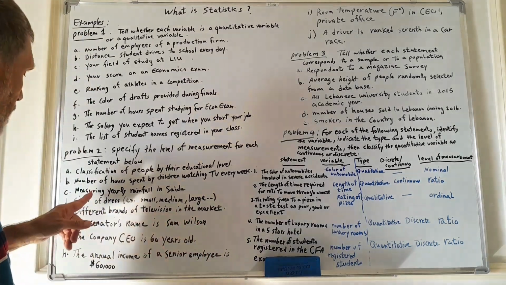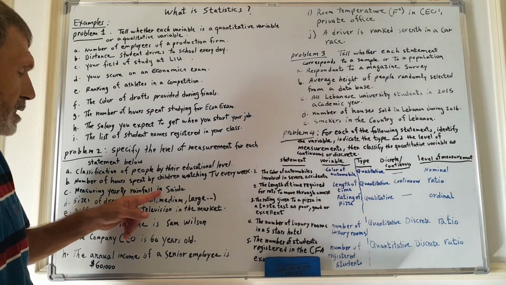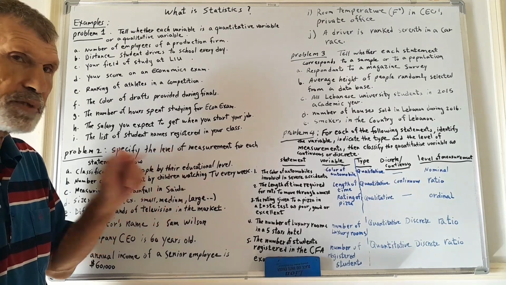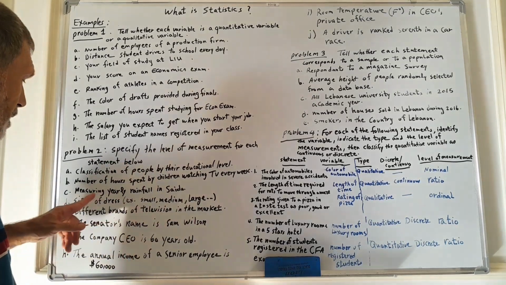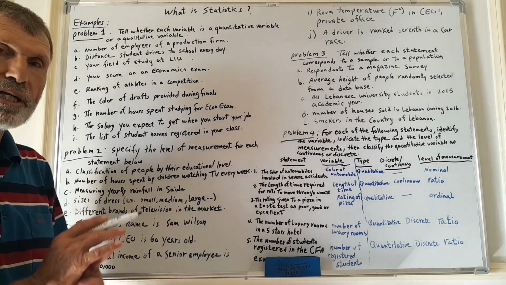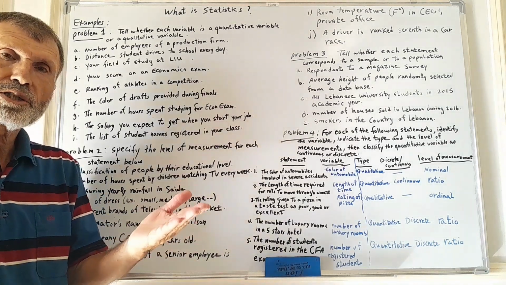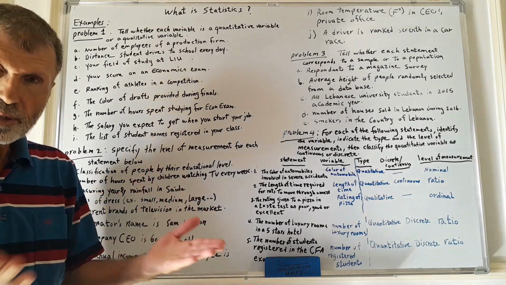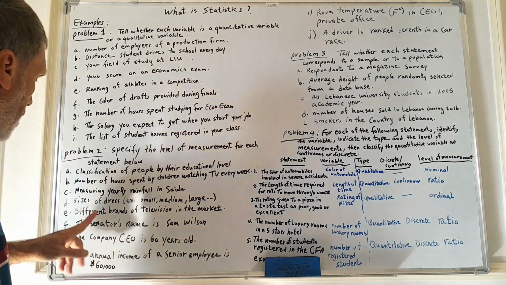Or we could talk about ratio. For instance, we could say the yearly rainfall in Saida last year was 15 centimeters. And the yearly rainfall in Saida this year is 30 centimeters. So we could talk about ratio. 30 over 15, 2. The ratio is 2 to 1. So it is a ratio level of measurement.